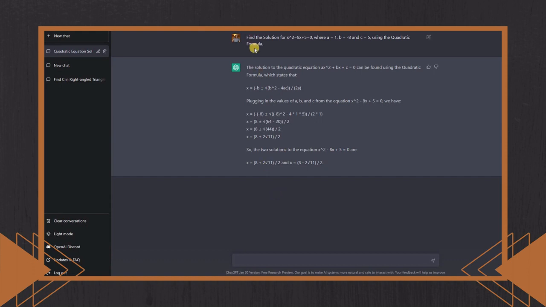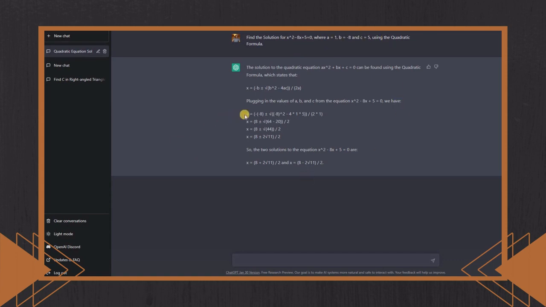So if we start from here, it says the solution to the quadratic equation ax squared plus bx plus c equals 0 can be found using the quadratic formula, which states that x is equal to minus b plus or minus the square root of b squared minus 4ac, all over 2a. And then it says plugging in the values of a, b, and c from the equation x squared minus 8x plus 5 equals 0. So that's the equation we gave here.